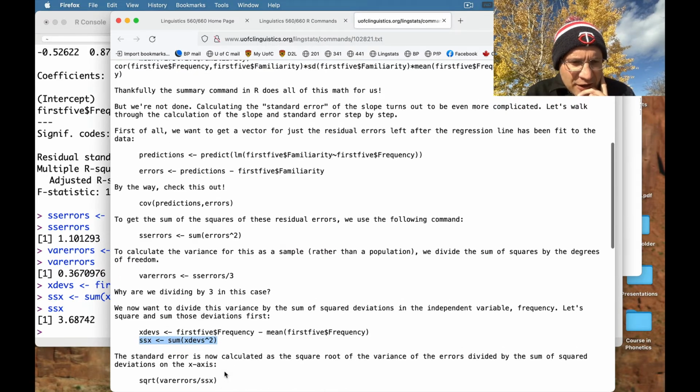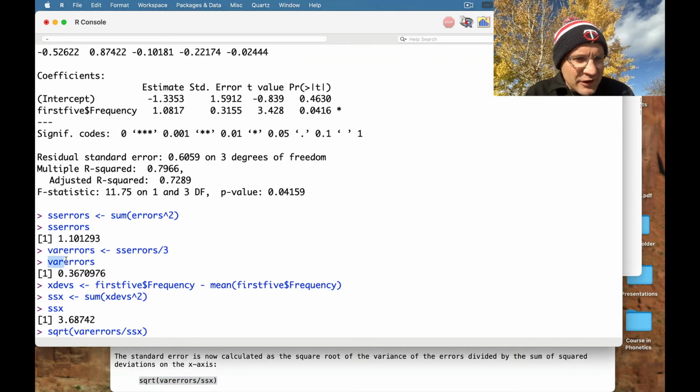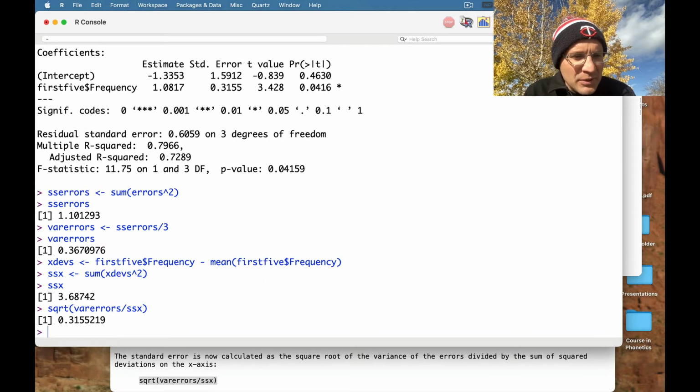The standard error is now going to be the square root of the error variance divided by the sum of squared deviations of x. This is math I'll walk through in the next lecture. But basically, when we calculate this value, you might be able to see that it's the exact same value as this standard error here.